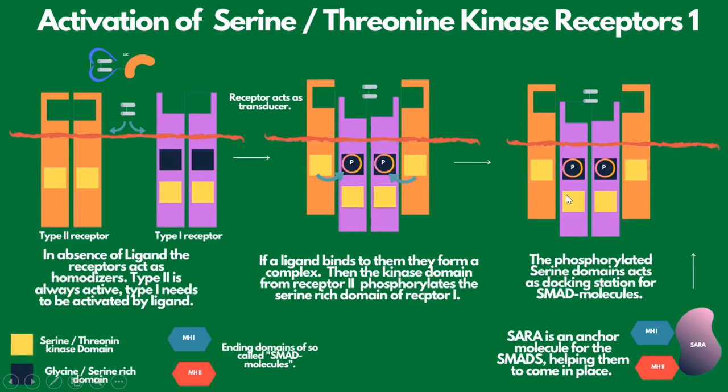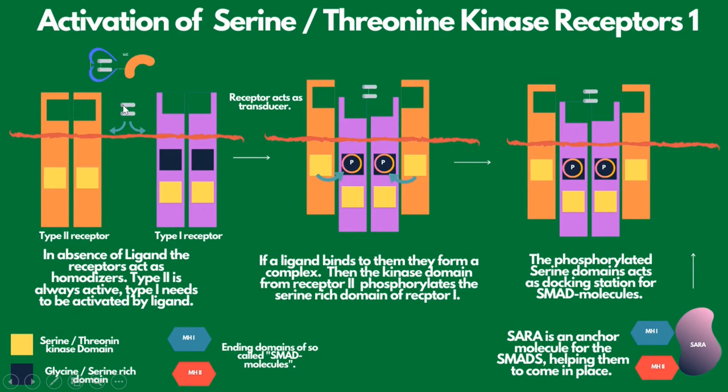So let's talk about the activation of serine threonine kinase receptors. In absence of the ligand, we have two receptors: type 2 receptors and type 1 receptors. Type 2 receptor is always active and has this serine threonine kinase domain here. And type 1 needs to be activated by a ligand. This receptor is not active.